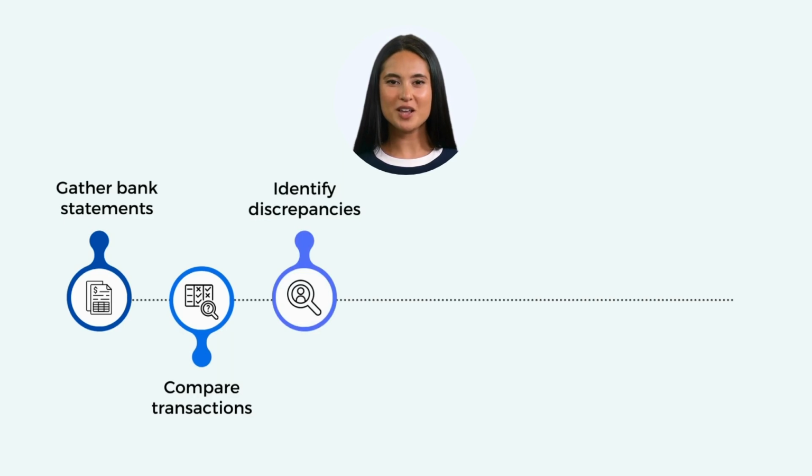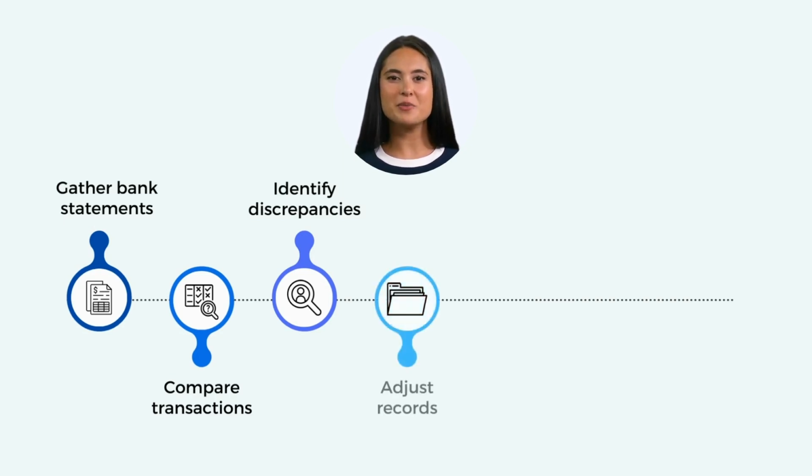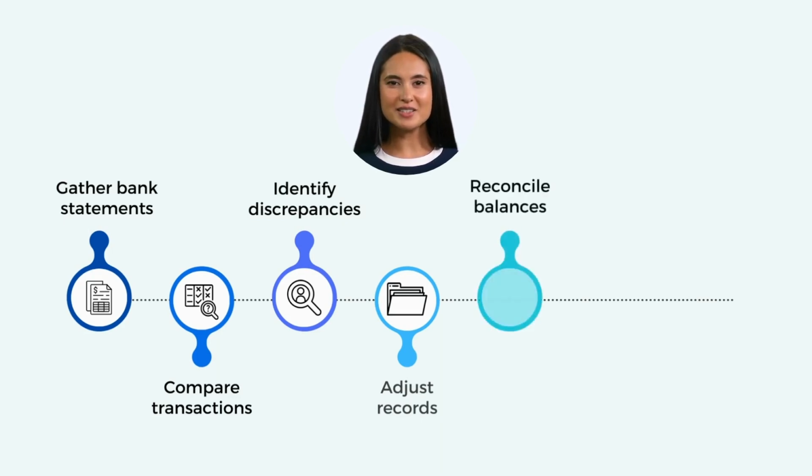Reasons could be that one record says something happened earlier than the other, the bank charged a fee, or someone made a mistake when entering the information. 4. Adjust records. Make any necessary adjustments to the e-commerce system to ensure that it accurately reflects the bank statement. This may include adding missing transactions or correcting errors in recorded transactions. 5. Reconcile balances. Once all discrepancies have been resolved, reconcile the balances of the e-commerce system and the business bank account statement. The ending balances should match.